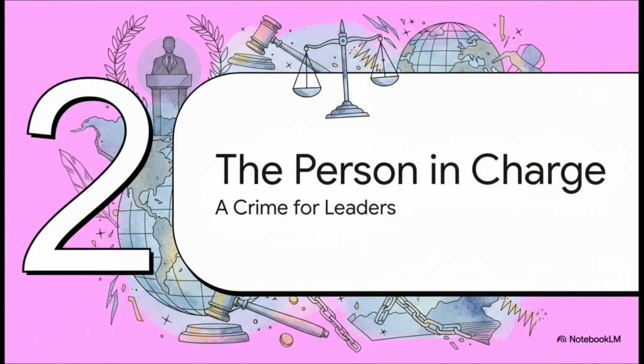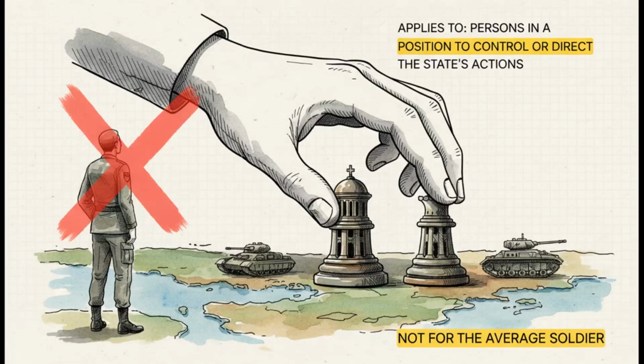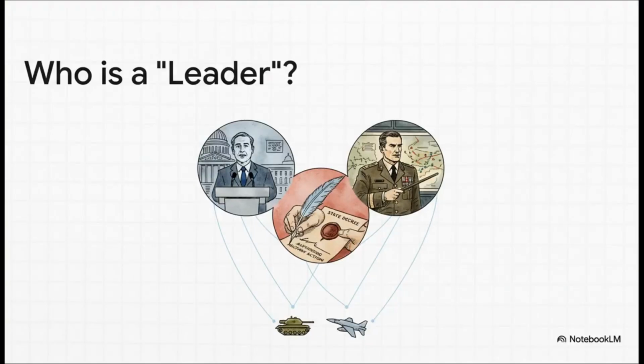So, who can actually be charged with this? This is where we hit a really crucial point in international law. The first thing you've got to understand is that the crime of aggression is not for the average soldier. It's specifically designed to hold the people at the very top, the political and military leaders, accountable. That's why you'll often hear it called the crime of leadership. And the law is pretty specific about who fits that bill. We're talking about the people who can actually control or direct what a country does, politically or militarily. So, think heads of state, top government ministers, maybe some very senior military commanders. They're the ones with the real power to plan and start a war.